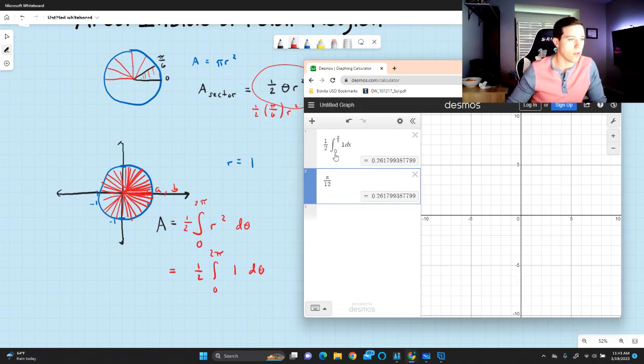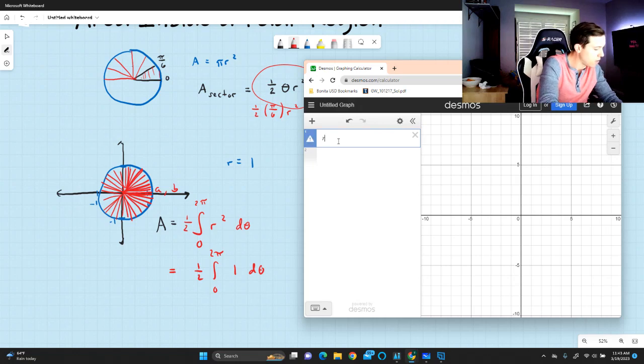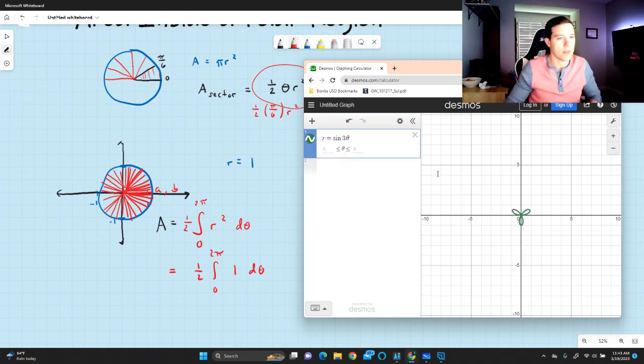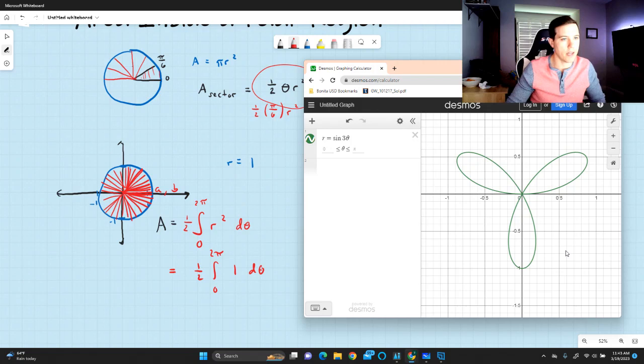So the hardest part of this whole thing is capturing the area you want to actually capture. So this next example is going to be incredibly important. So we are going to find the area inside this guy. I'm going to graph it for you. R equals sine 3 theta. How do we find the area inside this polar region?